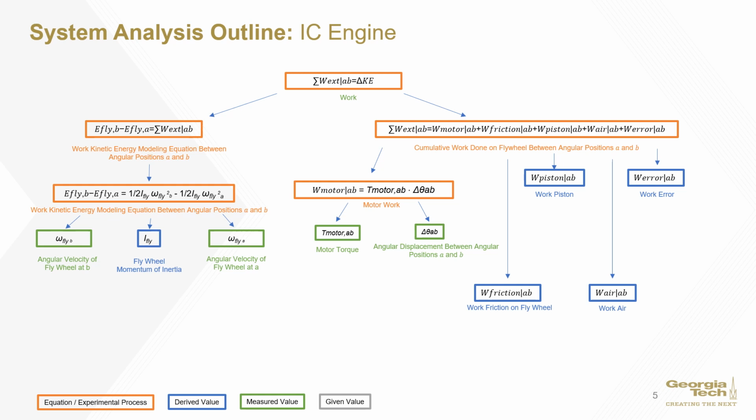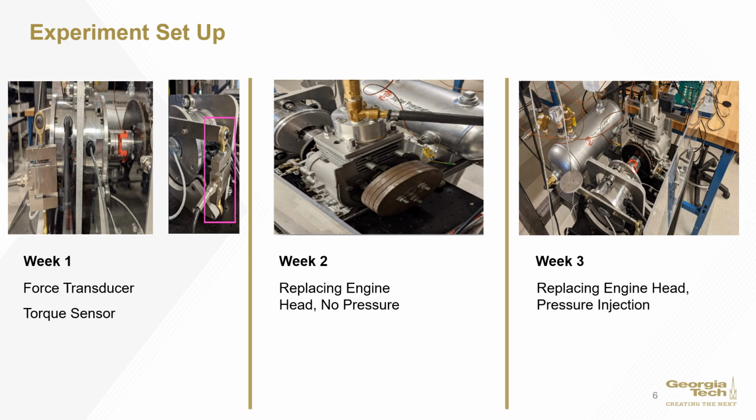By dissecting the model and starting with the basic equation of work, we can isolate all of the variables that need to be experimentally calculated, solved, or measured from the work done on the flywheel. Starting the first week and lasting the duration of the experiment, a force transducer and a torque sensor are used to take torque measurements for torque calibration. Following this calibration, an engine head is placed on the ICEngine with no pressure for measurements of the no pressure subsystem. Lastly, a new engine head with applied pressure is attached to record final measurements of the entire engine in full operation.